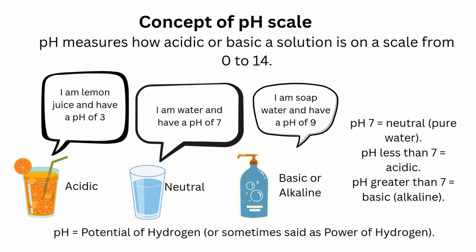Concept of pH scale. pH, or power of hydrogen, measures how acidic or basic a solution is on a scale from 0 to 14. When pH is 7, it is neutral. When pH is more than 7, it is alkaline. When pH is less than 7, it is acidic. Examples are water, which is neutral, having pH 7. Lemon is acidic, having a pH of 3. Since pH is power of hydrogen, more hydrogen ions means the solution is acidic.